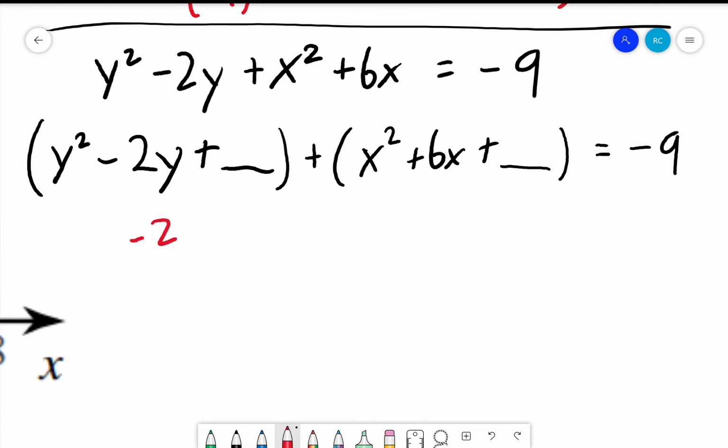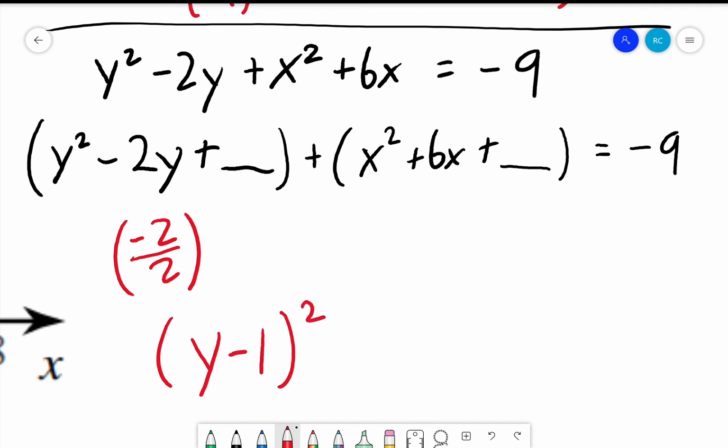We take the number in front of the y, -2, divide it by 2 to get -1, which means we are going to end up with y minus 1 squared. But in order to get that y minus 1 squared, we have to add, let's see, -2 divided by 2 is -1. -1 squared is +1. If we add 1 to one side of the equation, we have to add 1 to the other side of the equation.